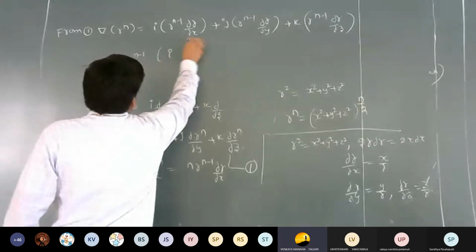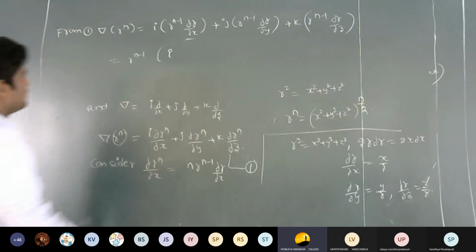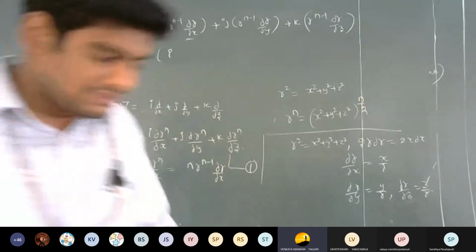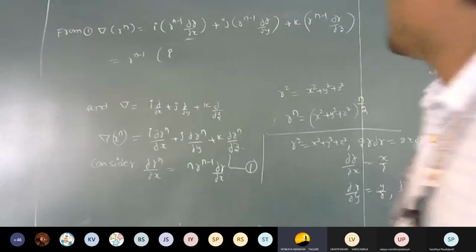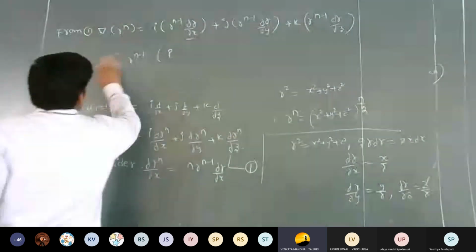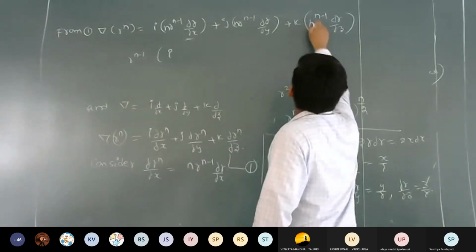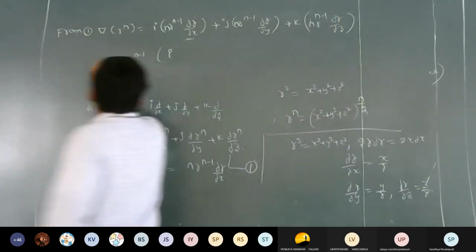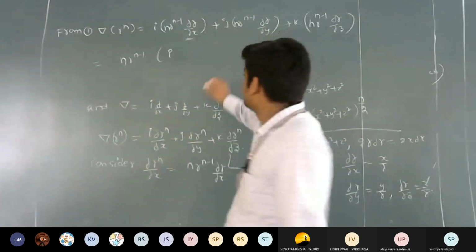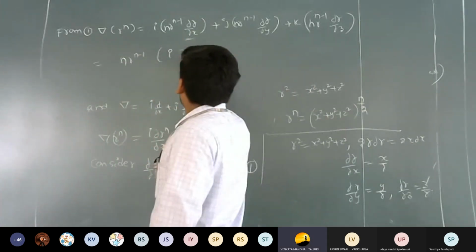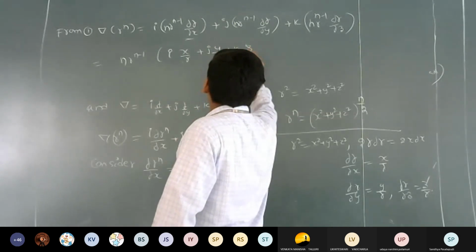Next, i into what is the value of dou r by dou x? n into r power n minus 1, sir. Yes, I missed the term n. So here n is also common. What is the value of dou r by dou x? x by r. Similarly, j into y by r. Similarly, k into z by r.